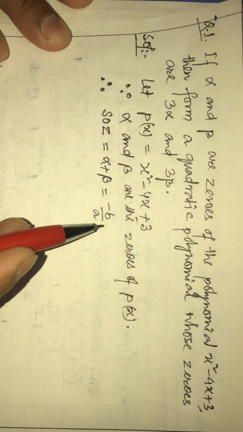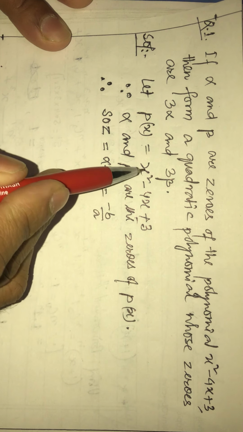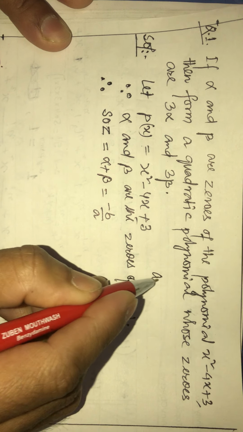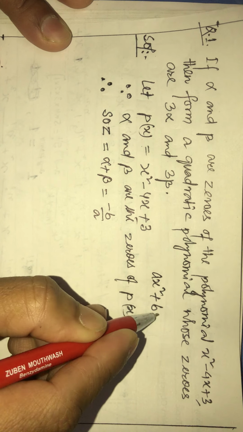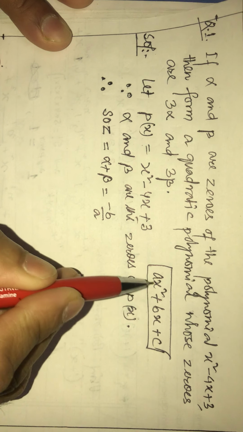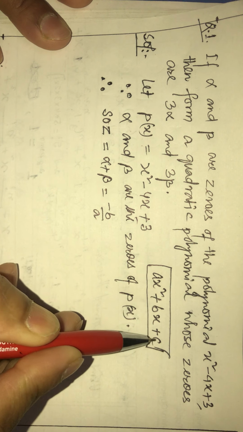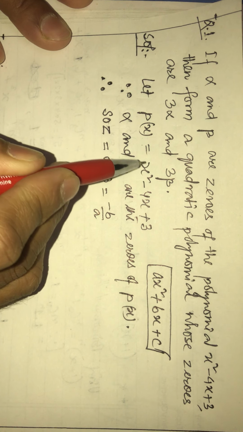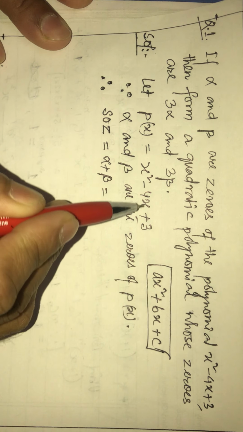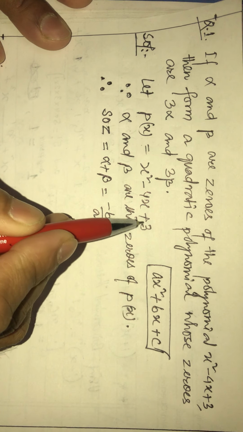Now we are familiar with this a and b. So if you see this polynomial here, and if we compare it with the standard form, as I told you yesterday, this is the standard form of a quadratic polynomial: a x square plus b x plus c, where c is the constant. So if you see here, the coefficient of x square is 1. So we can say a is 1, the coefficient of x is minus 4, so b is minus 4, and the constant c is 3.